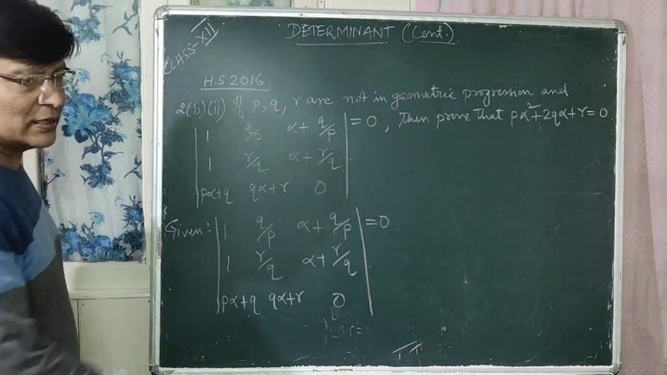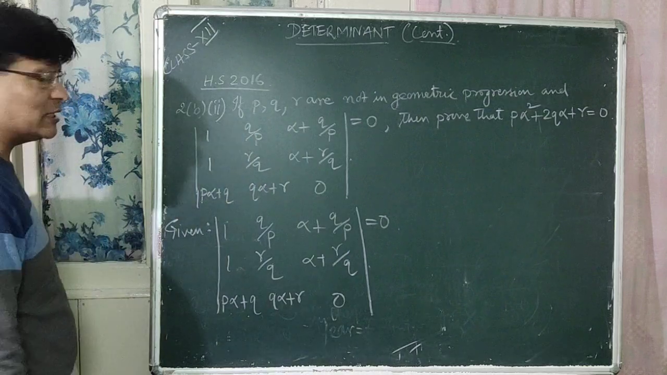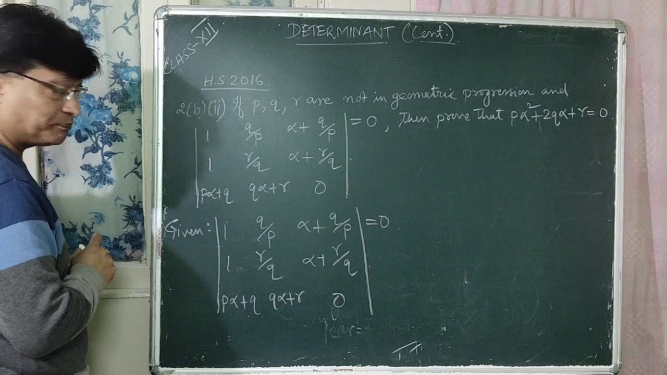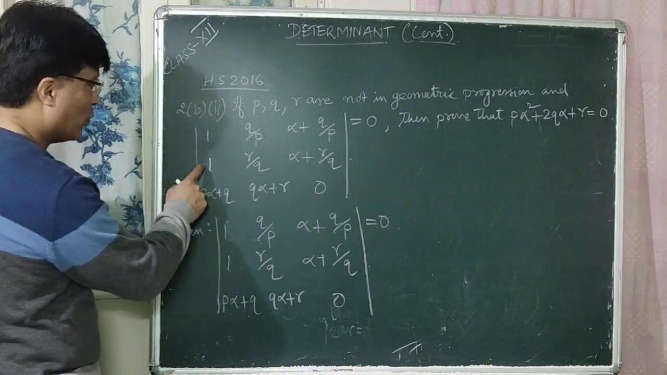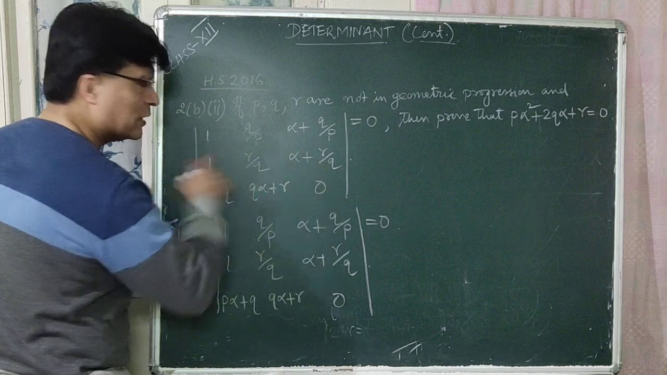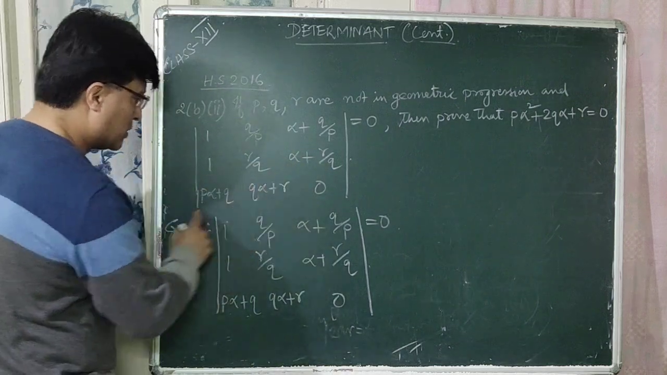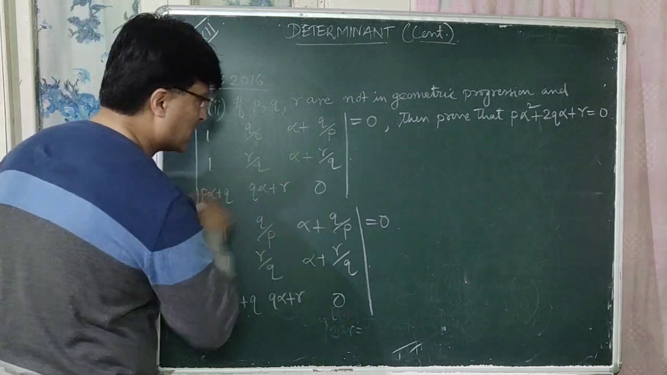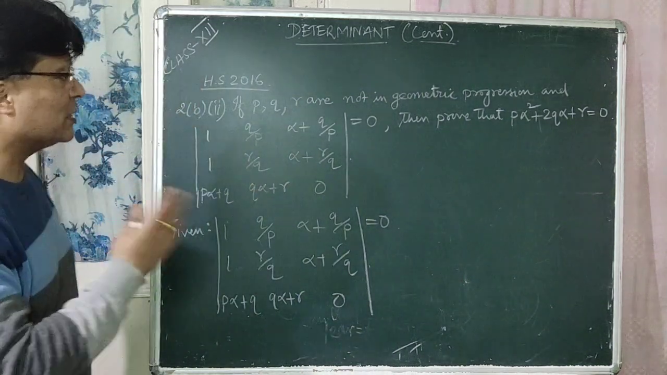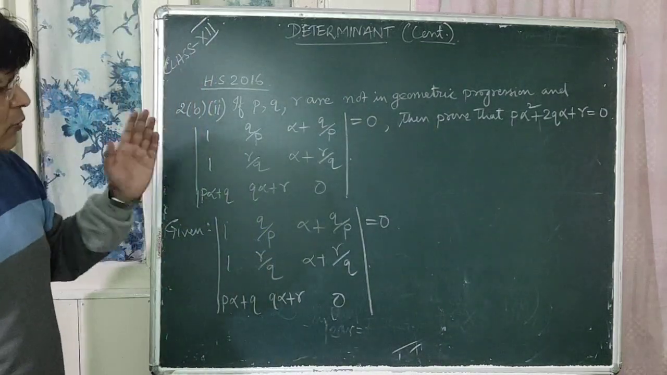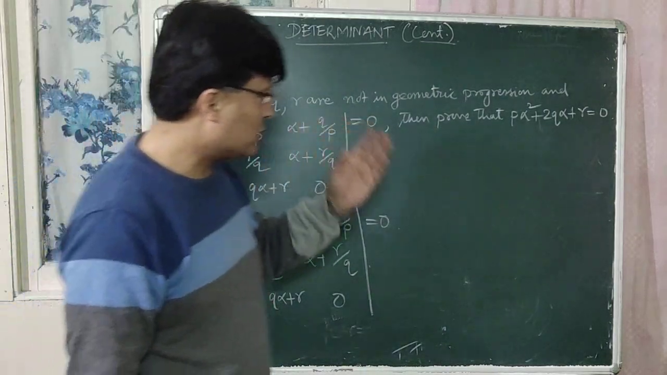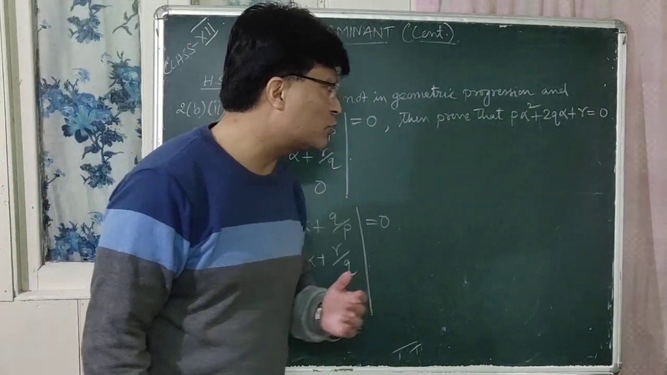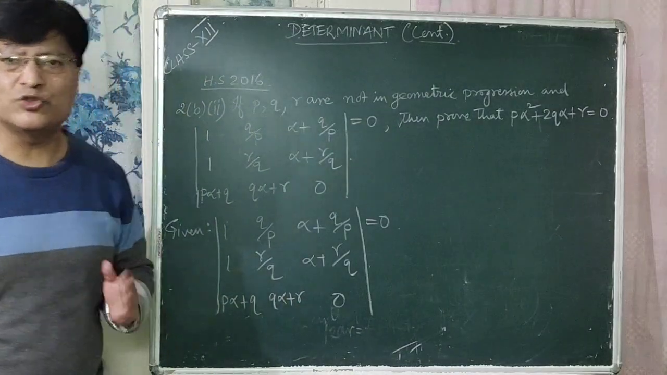And this determinant is given. What is the determinant given? 1, Q by P, alpha plus Q by P. That is the first row. What is the second row? 1, R by Q, alpha plus R by Q. And what is the third row? What is the first element? P alpha plus Q. Q alpha plus R is the second element and 0 is the third element in this case. That determinant is equal to 0. Now you have to prove that. So there is a relation to be proved. What is that relation? P alpha square plus 2Q alpha plus R is equal to 0.